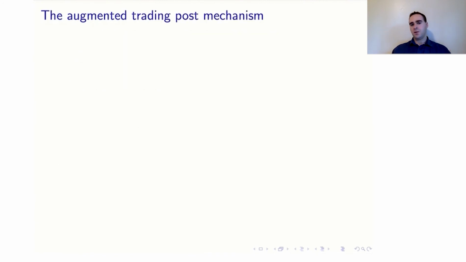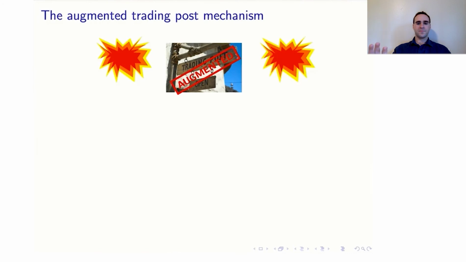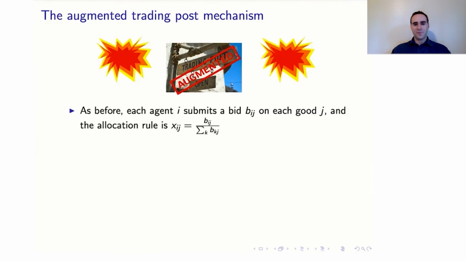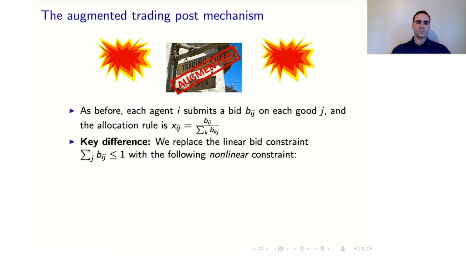Okay, so with that in hand, let's talk about an augmented trading post mechanism. As before, each agent is going to submit some bid on each good. And we have the same allocation rule, where each agent gets awarded a good in proportion to her bid as a fraction of the total bid. The key difference is that instead of that linear constraint, we're now going to have a non-linear constraint. And you can see that same 1 minus rho show up. We're still going to sum across goods, but your bid for each good is going to be raised to this 1 minus rho exponent. That basically means you're going to be penalized for bidding too much on one good.